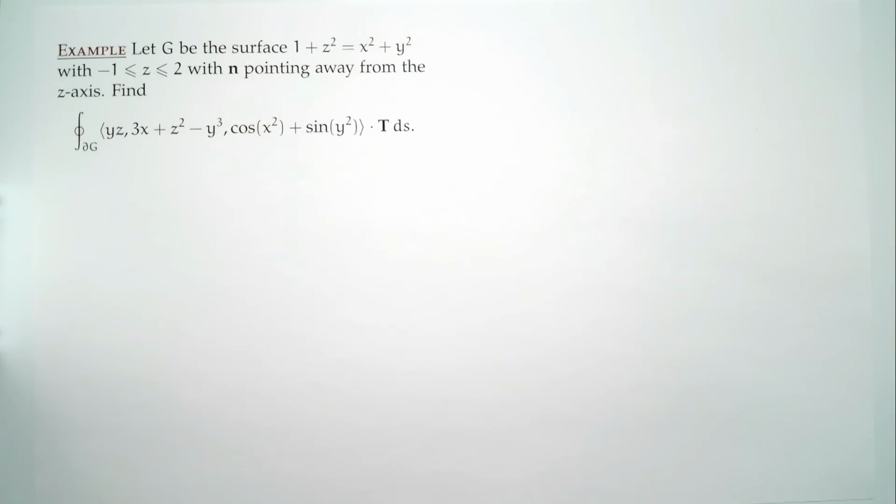So let's do this one. Let G be the surface 1 plus z squared is x squared plus y squared, where z goes from negative 1 to 2, and n points away from the z-axis. Find the integral on the boundary of this surface of yz, comma, 3x plus z squared minus y cubed, comma, cosine of x squared plus sine of y squared, dot t. All right. Let's talk about this problem.